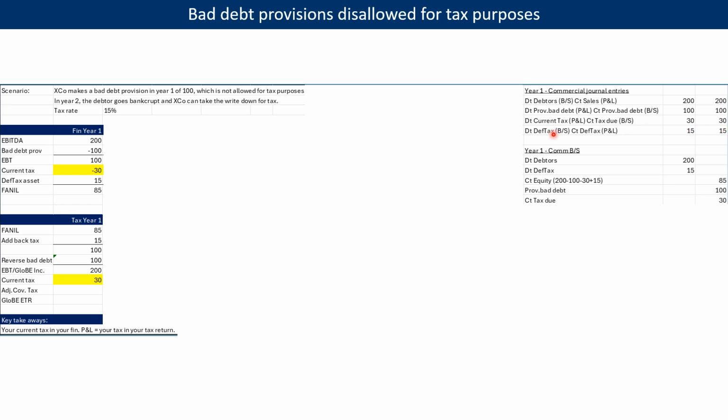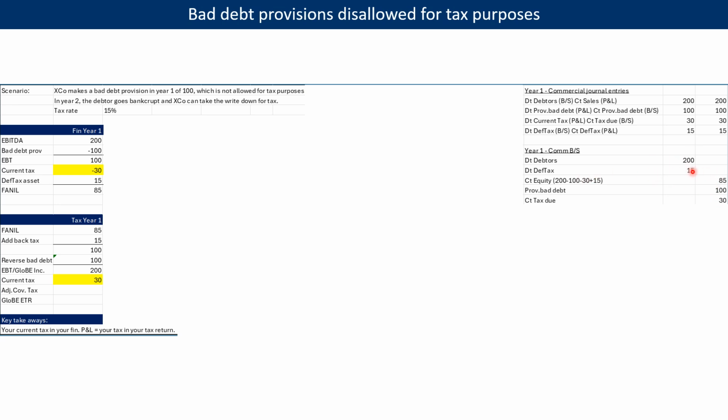well. So our commercial P&L: EBITDA of 100, bad debt provision of minus 100, EBIT of 100, tax of 30, deferred tax asset of 15. So we end up with a final of 85, which is the right amount, right? And our balance sheet, we have debtors of 200 and we've got deferred tax of 15. We've got the bad debt provision of 100, which takes the debtors down to 100 effectively. We've got corporate tax due of 30, but we've got this deferred tax asset against that, which we cannot use now, but we can use it in the future.